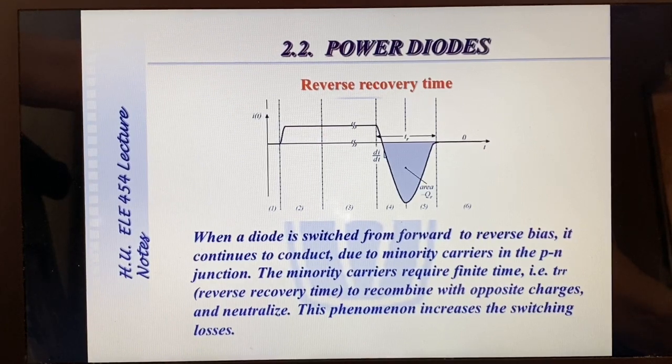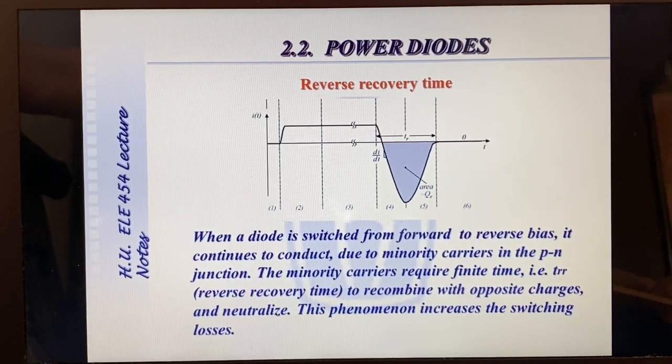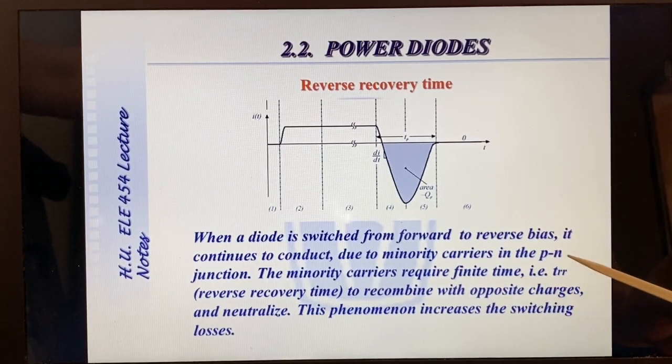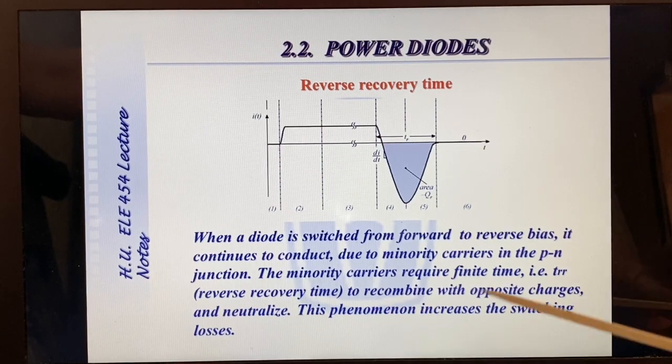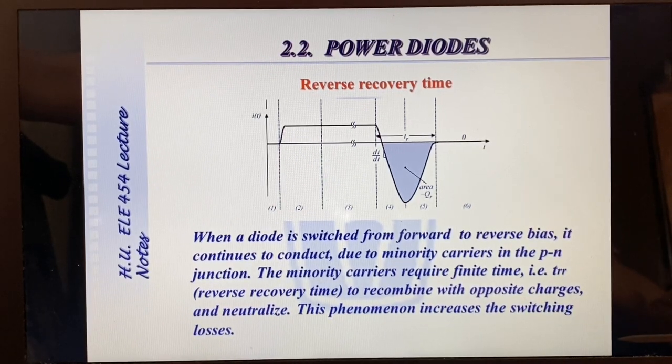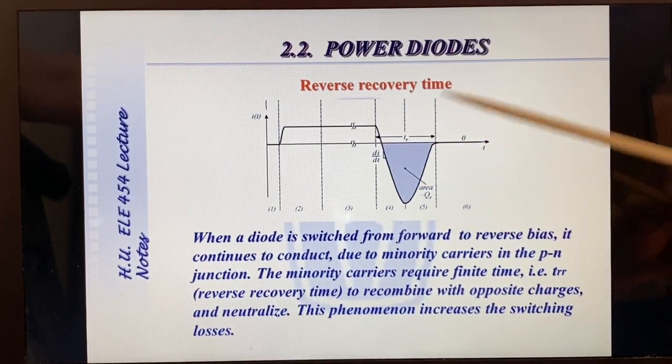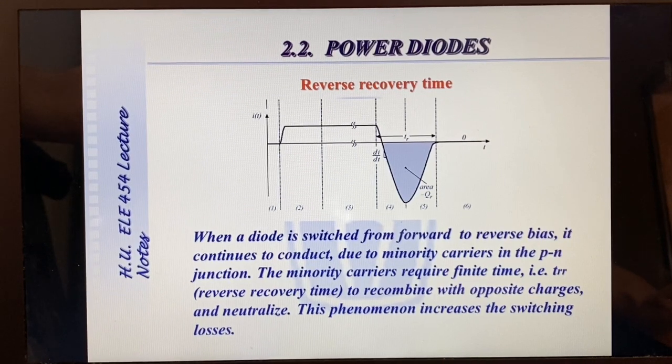So when switched from forward to reverse bias, it continues to conduct due to minority carriers in the PN junction, which require a finite time called reverse recovery time to recombine with the opposite charges and neutralize. Now, why do we talk about these details? Because this reverse recovery charge causes switching losses within the device, and hence power diodes are different from small signal diodes in that sense. They must withstand, without overheating, the losses at the operating frequencies and at the operating voltages and currents.